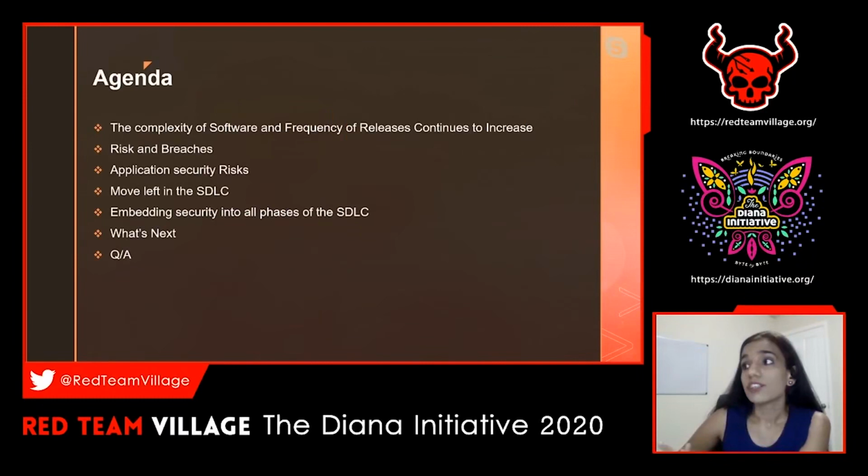Like I said, my agenda for today is to talk about how software and software complexity is increasing and how security needs to catch up, risk and breaches, and how we need to improve, and application security risk. The solution I'm proposing is something we all are doing, but we are still missing a lot of things. How to do it right? We will be talking about moving left in the SDLC, and then we'll go through all the phases of SDLC. And after that, if you have any questions, we can obviously talk about those.